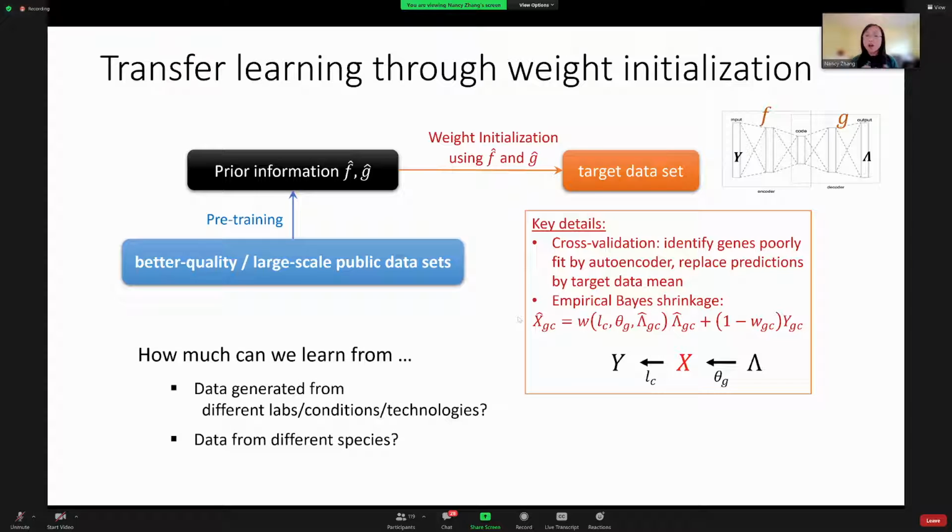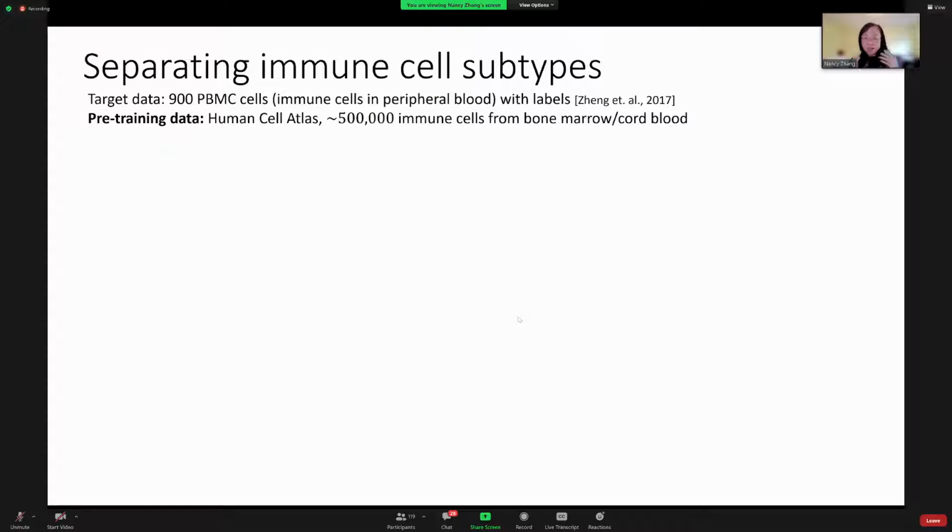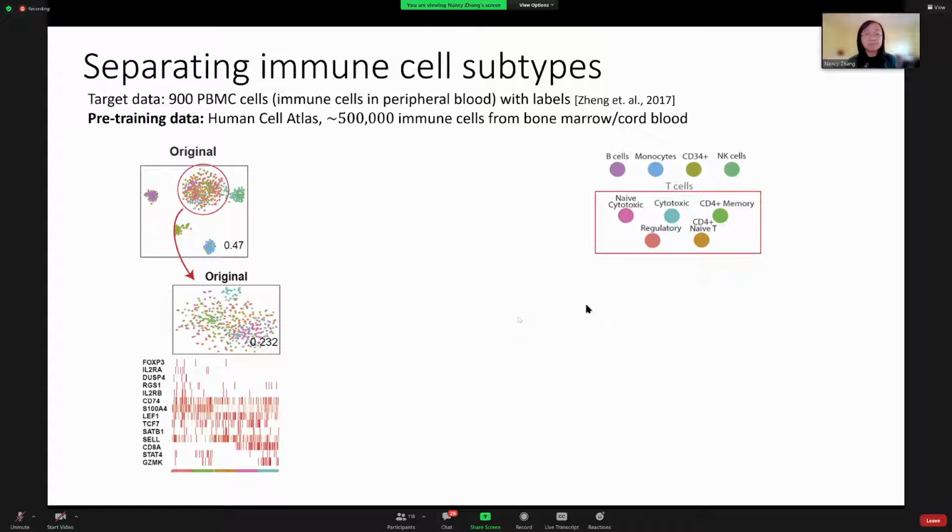So then the question is, how much can we learn from data generated from different labs, conditions, and technologies, and can we learn across different species? I'm going to show you two example data sets, and hopefully that will convince you that there's something here to be exploited. The first data set, the same one I showed you in the slide earlier, is 900 blood cells. The problem here is that the T cells are all mixed up and we want to be able to separate them.